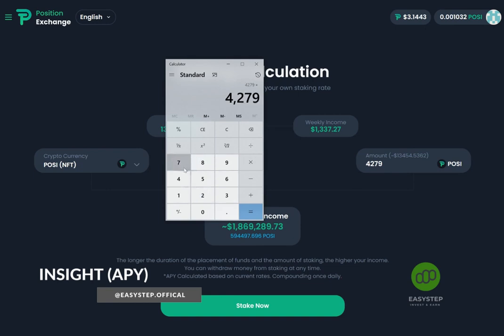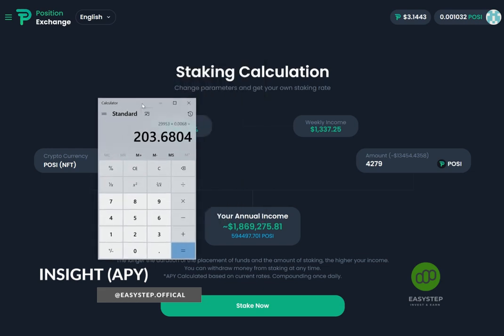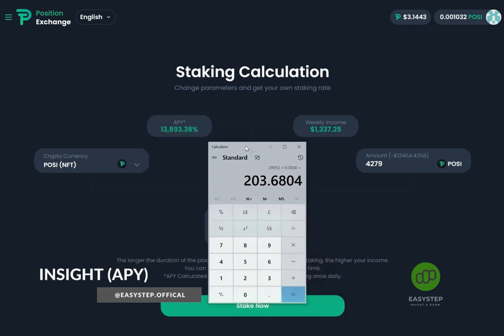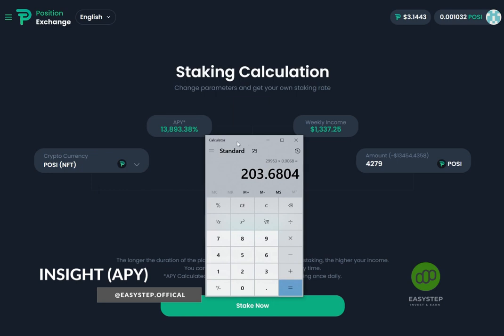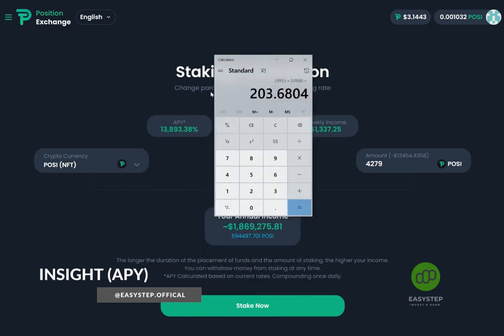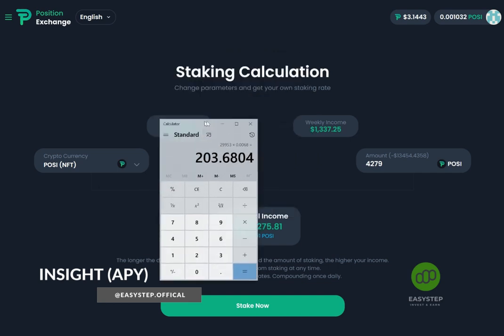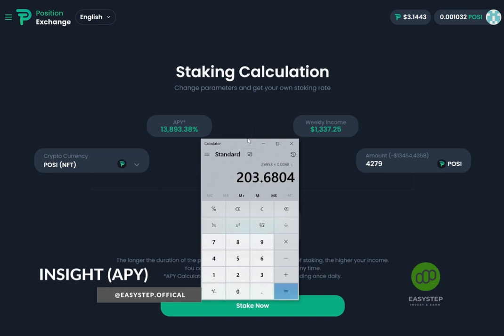4,279 times 7 goes up to $7. Now, these tokens will be worth $29,953. Now, the APY dropped, but the price went up. And now I'm working with more money. And the APR that I'm getting is 0.0068. So I'll be making $203 per day. So although the APY dropped, the price goes up, and I was making $191, but now I'm making $203. Okay, so that's how that works. That's why it pays to be an early investor.